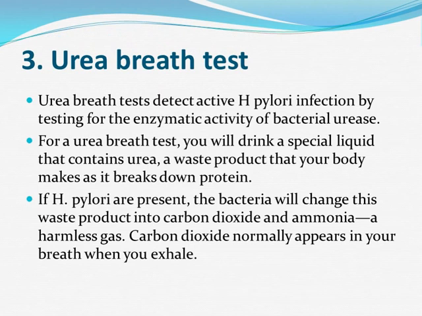Third is urea breath test. Urea breath test detects active H. pylori infection by testing for the enzymatic activity of bacterial urease. For a urea breath test, you will drink a special liquid that contains urea, a waste product that your body makes as it breaks down protein. If H. pylori are present, the bacteria will change this waste product into carbon dioxide and ammonia, a harmless gas. Carbon dioxide normally appears in your breath when you exhale.